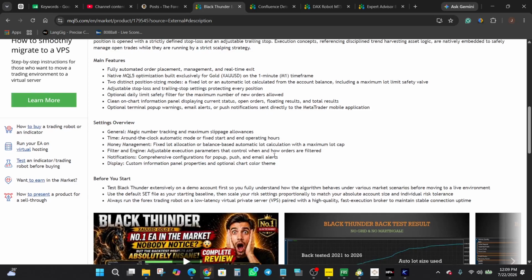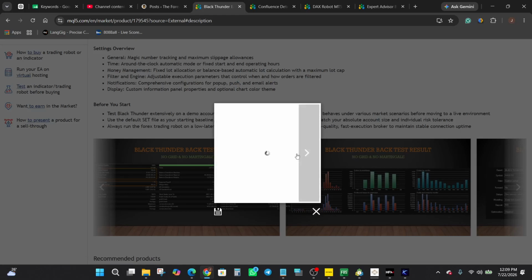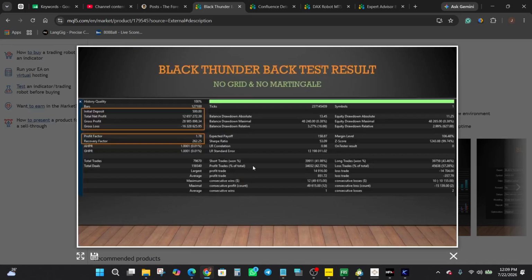Now let us get into the back test that I ran myself, but before that, real quick, let's also look at the provided backtest result here on the page. We can see initial deposit $500, total net profit over $12.6 million, and we had over 79,600 trades taken, out of which only 42.72% were profitable. Okay, and then I can see that the average profit was 851.72, which was bigger than the average loss that was 357.79.